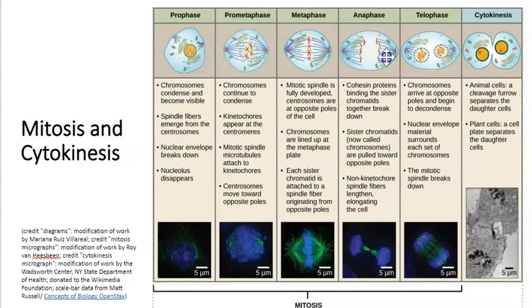The mitotic spindle does this as it shortens, and if you notice the cell shape, it's changing here. It's also elongating. Now it's at this point that our sister chromatids are considered full-fledged chromosomes.